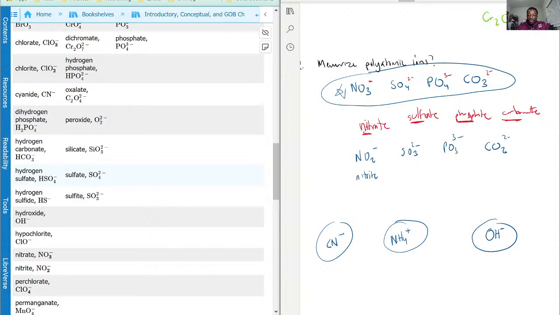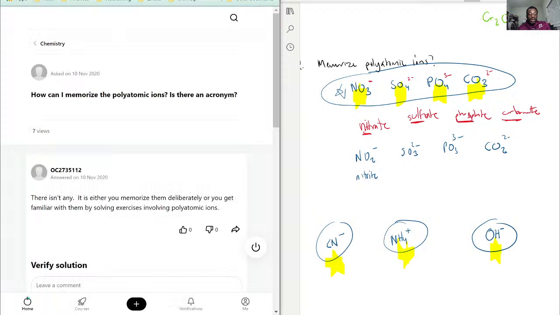So, in order to memorize the polyatomic ions, I can't think of an acronym, but I would say start with these 4. Okay, nitrate, sulfate, phosphate, carbonate, and also familiarize yourself with these 3. Cyanide, because it's really different from the rest. Ammonium, hopefully you'll be familiar with ammonia because those NH3 and NH4+ do occur quite frequently. And hydroxide, that one, you will see it almost often in your acids and bases questions, specifically bases, because they usually work with hydroxides.